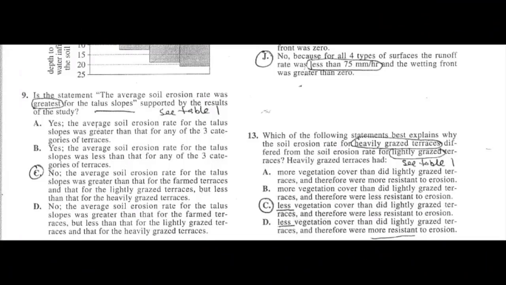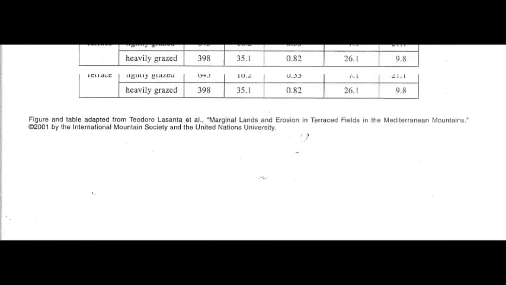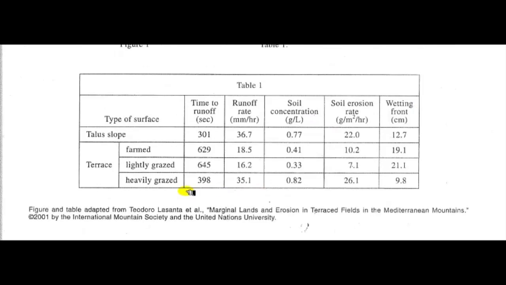Test 70A, Science, Practice Problem number 13. Number 13 states, which of the following statements best explains why the soil erosion rate for heavily grazed terraces differs from the soil erosion rate for lightly grazed terraces? Then they say heavily grazed terraces did what? First thing we need to do is go into table 1 and see what's going on here and get our feet wet. So when we go back up to table 1, we're going to find in the y-axis lightly versus heavily grazed terraces. Then we're going to scroll over the x-axis till we find erosion rates.